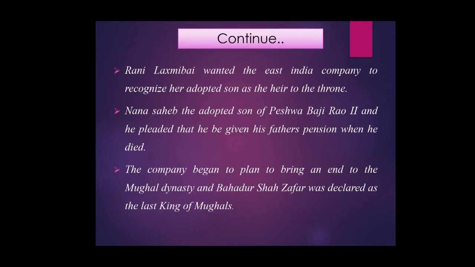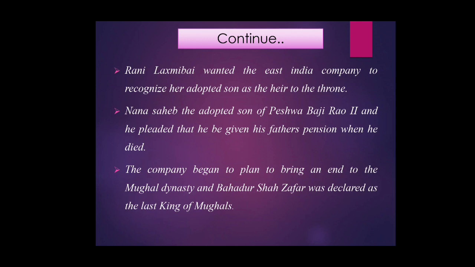Next one is Rani Lakshmibai, who wanted the East India Company to recognize her adopted son as heir to the throne. But they made certain rules: under the doctrine of lapse, if the king does not have a biological son, he will not be able to continue ruling, and the territory will be taken by the British East India Company.